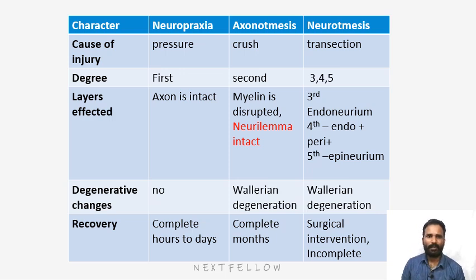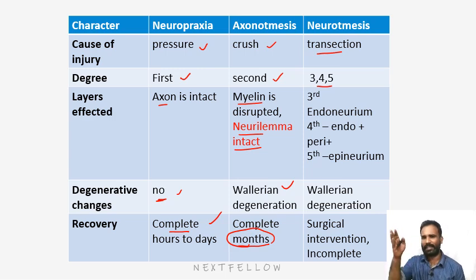Neuropraxia: the cause is pressure and it is a first degree injury. Here nothing is affected. Everything is intact, only the pressure creates this damage. So there are no degenerative changes and there will be complete recovery within hours to days. Coming to axonotmesis, which is a crush injury and a second degree injury, the myelin is disrupted, the neurolemma is intact and it undergoes Wallerian degeneration, but the recovery is complete and takes months. Whereas transection is 3, 4, 5.